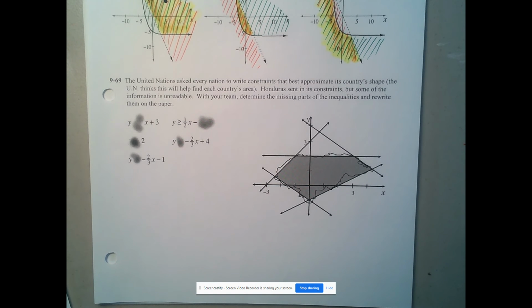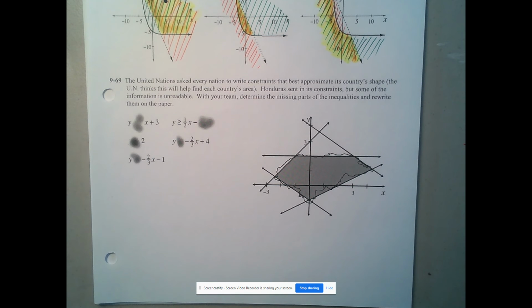Honduras sent in its constraints, but some of the information is unreadable. With your team, determine the missing parts of the inequalities and write them on the paper. So what we want to do is go through and do a process of elimination. Which one of those inequalities goes with which piece on the graph so that we can figure out whether it's greater than, less than, or equal to.